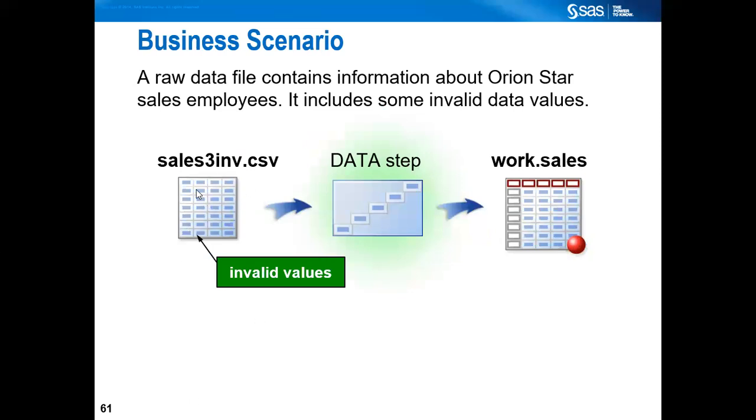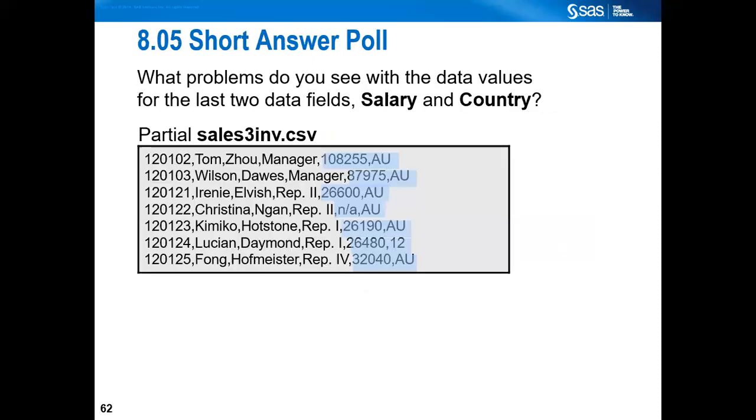Now you have some invalid data values in this data, which is sales 3 invalid dot CSV. You have to write a data step to create a SAS data file. Now, how is the invalid data? Now look into it. They're telling what problems do you see with the data values for the last 2 data fields, salary and country. What you can observe.